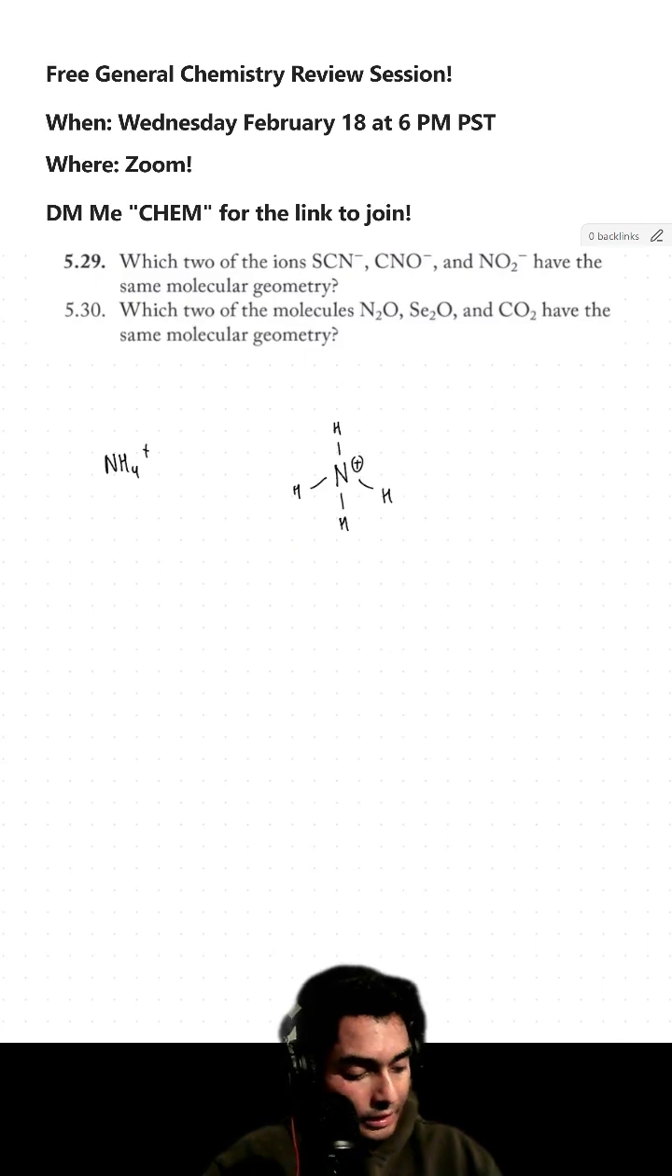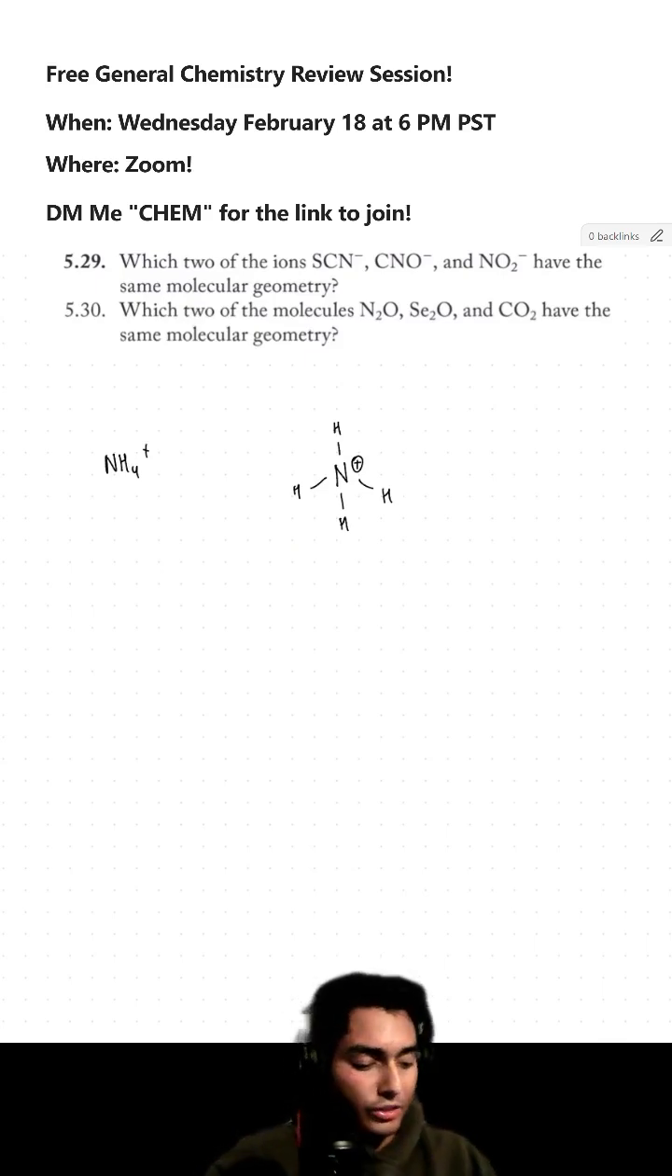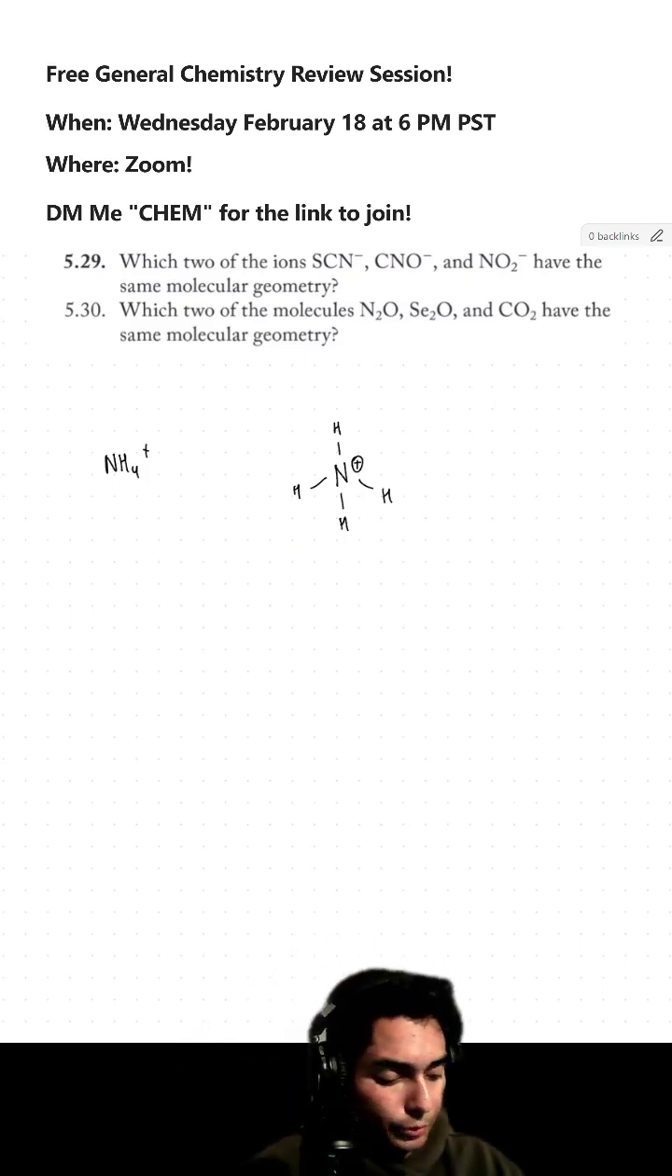Okay. So I kind of just drew it right away. Ammonium is going to look like this, chat. That's because I know that my steric number here is 4. And I have a complete octet rule here. I have a complete octet.